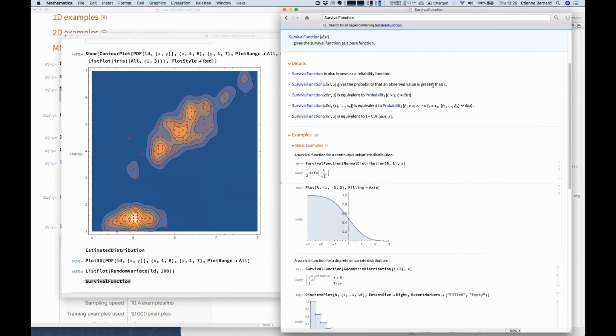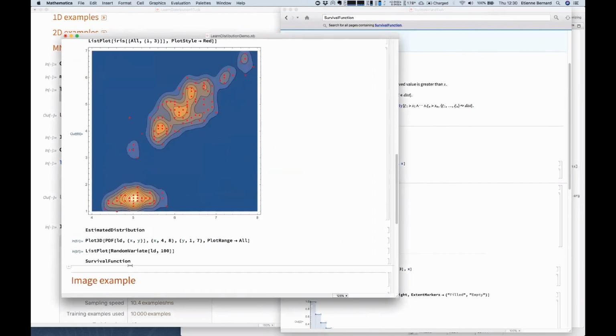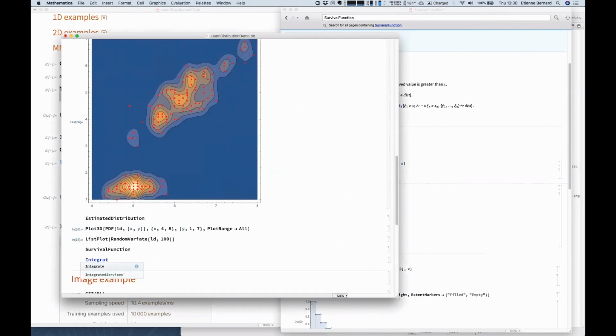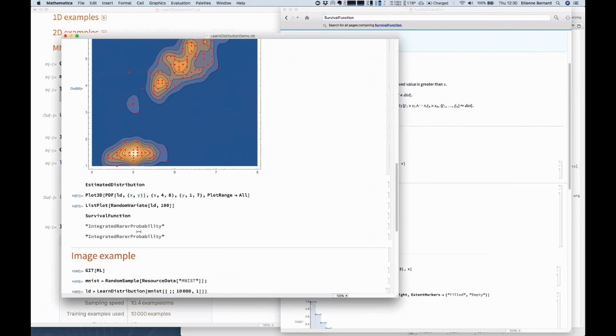So I'm going to push again. Integrated rarer probability. Okay, let's write it down for now. Integrated rarer probability. Rarer. Yep. And in quotes. I found "integrated" a bit too mathematical for somebody that just uses anomaly detection. Okay, all right. So let's think about that.